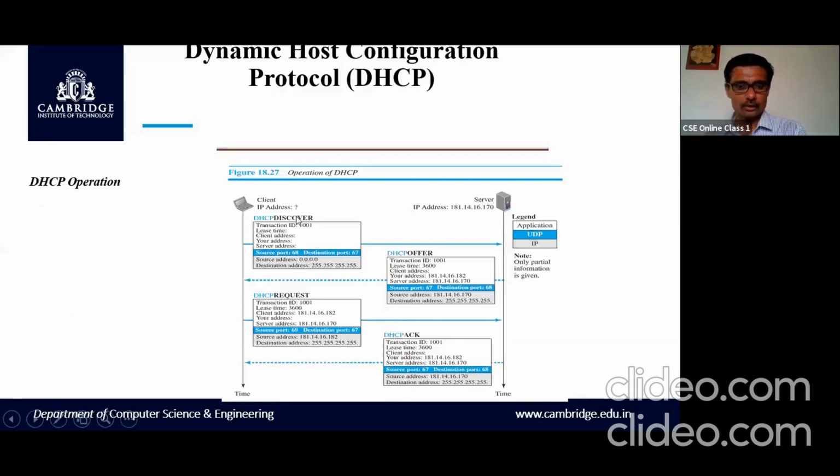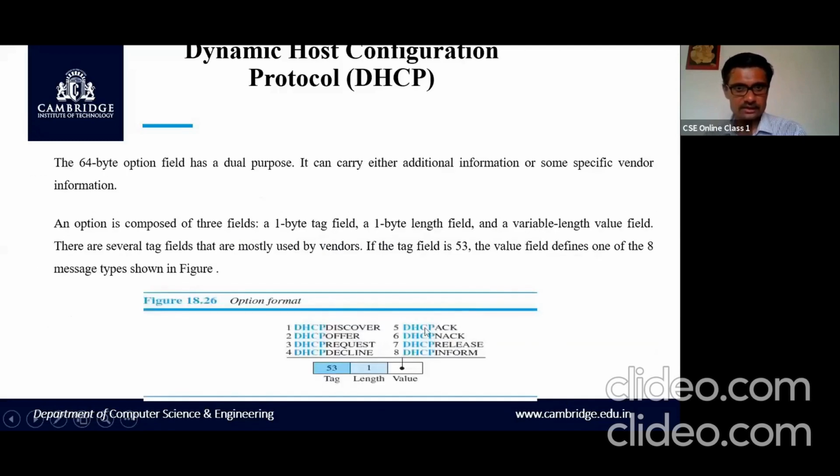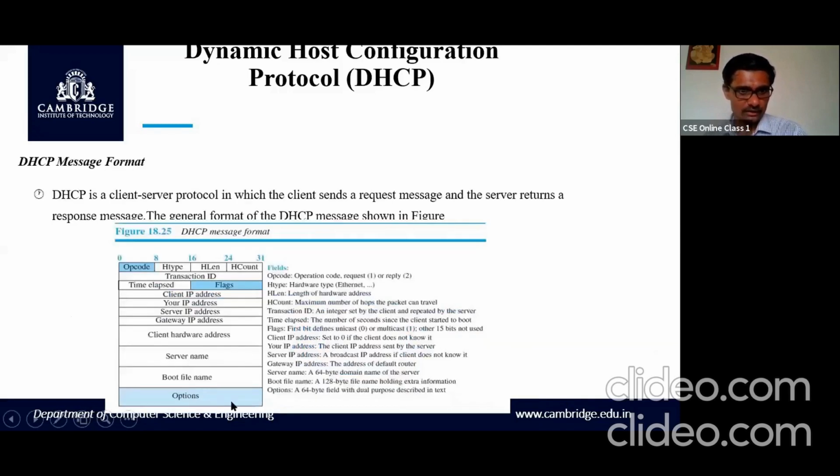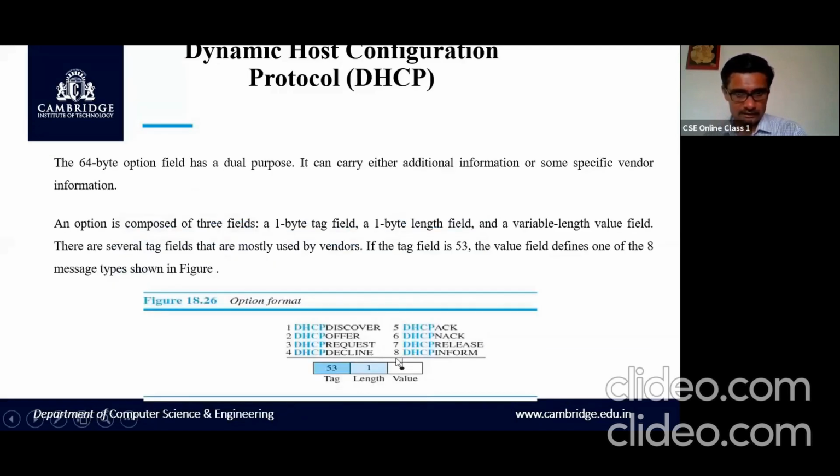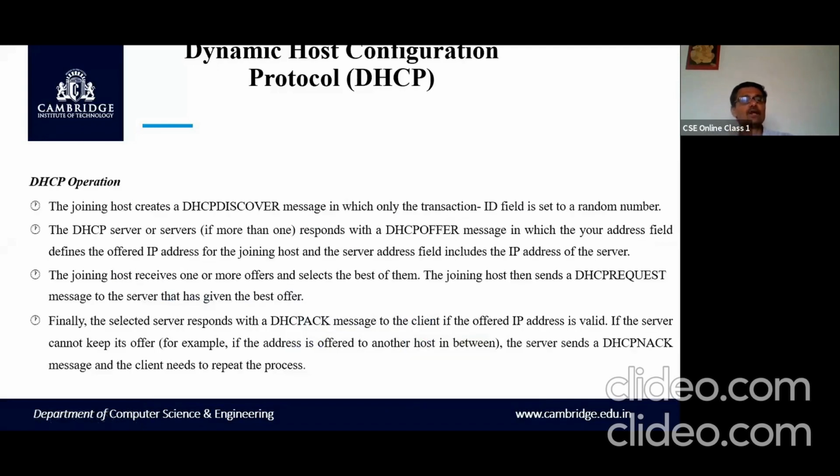Now you may ask, how does the client or server differentiate these messages? That is just using this. In the option field, the last subfield is the value. If the value is 1, then it is DHCP discover. If the value is 2, then DHCP offer. Similarly, ACK or NAK, all of them are differentiated. This is how DHCP operation works.